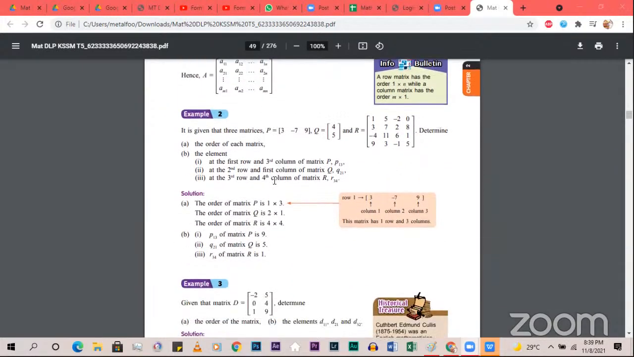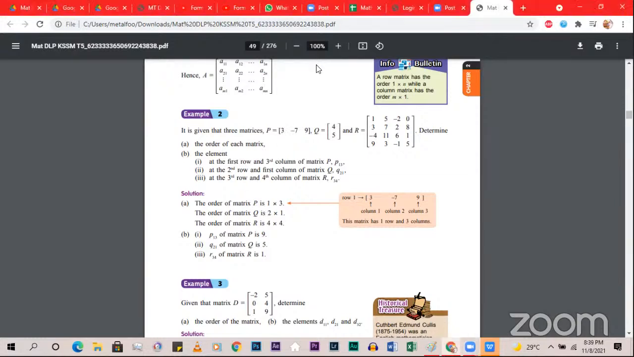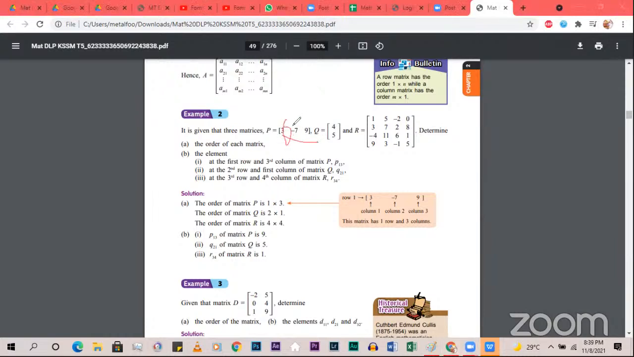All right. Example 2: given three matrices, P equals 3, 7, 9, Q equals 4, 5, and R equals this. Determine the order of each matrix. So, how many rows? One row. How many columns? 1, 2, 3. Three columns, so 1 times 3. For Q, how many rows? 1, 2, and 1 column. So 2 times 1. For R, 1, 2, 3, 4 rows and 1, 2, 3, 4 columns. So 4 times 4.